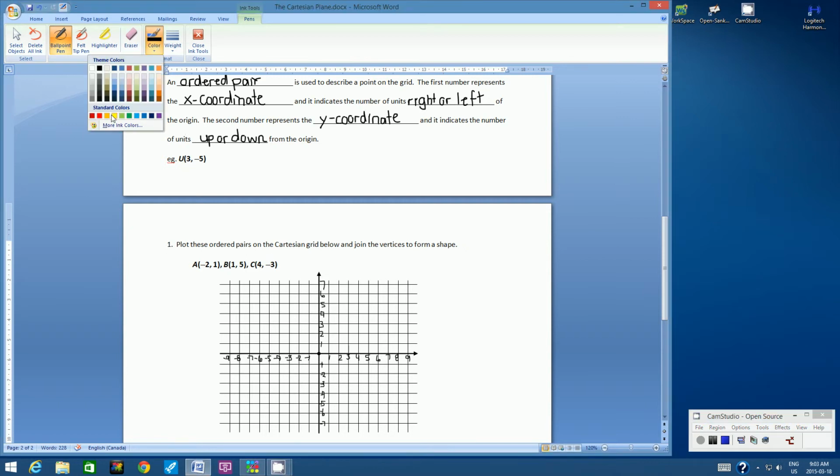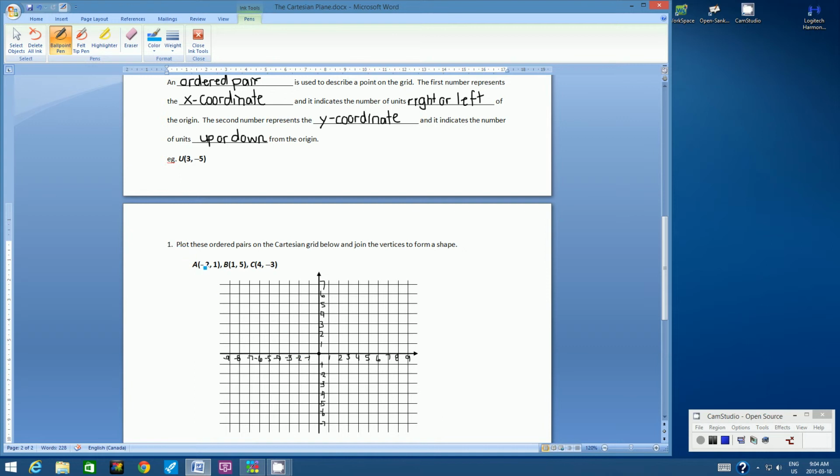Okay, so I'm just going to change color so that it stands out a little bit more. All right, so let's look at the first point. Point A, (-2, 1). Now remember, this is an ordered pair. The first number represents the x value. So we're going to travel left and right on the x-axis. So -2 means we go to -2. We'll go in the left direction 2 spots.